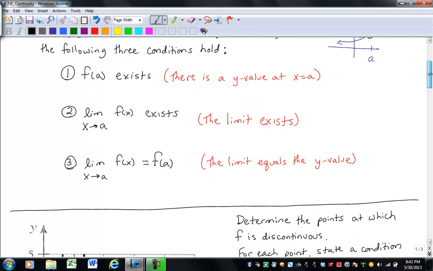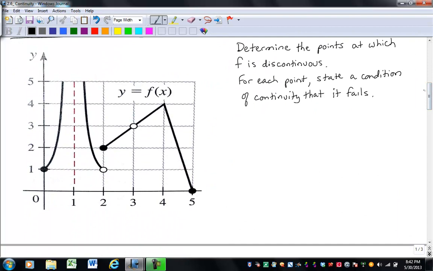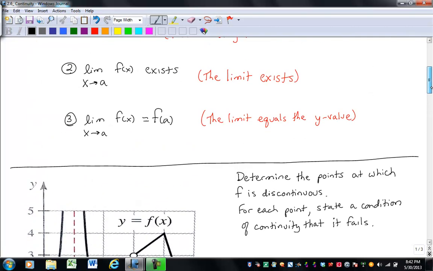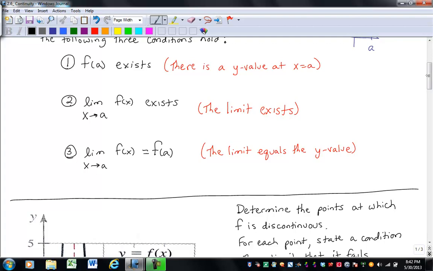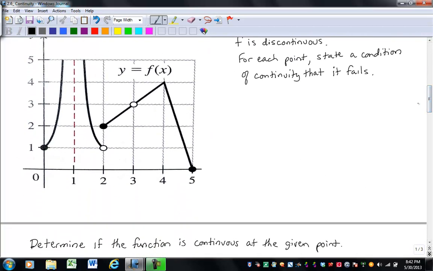So let's look at a graph and determine the continuity. What it says is determine the points at which f is discontinuous. That means find the places where the function isn't continuous. And if it's not continuous there, pick one of those three conditions that describes why. As I look at this graph, I notice there's two endpoints. Here at x equals 0 and here at x equals 5. There are y values at those endpoints. So the first condition of continuity, the y value exists, is taken care of at the endpoints.